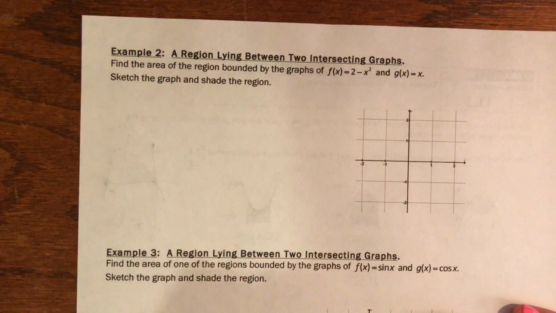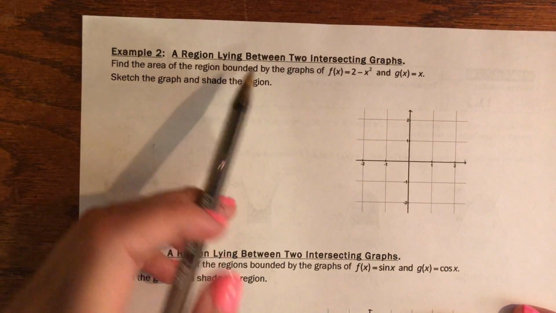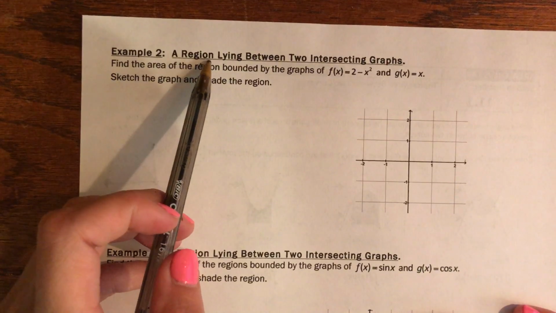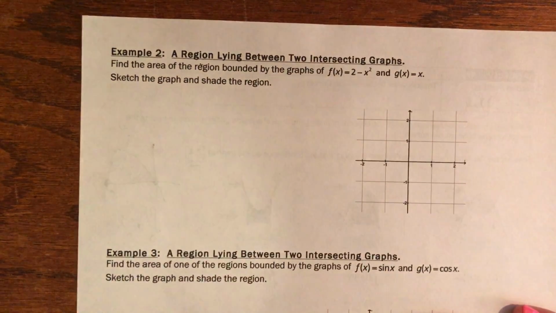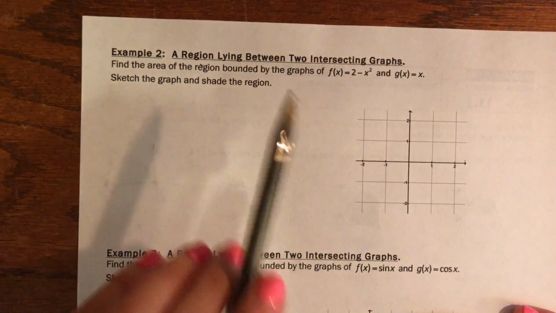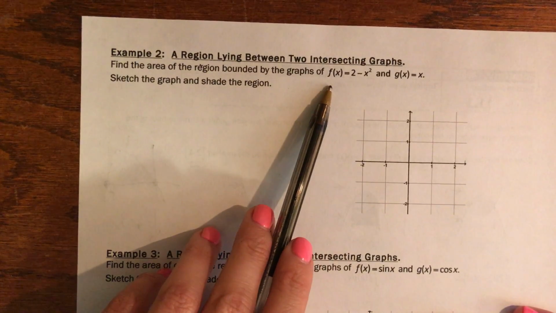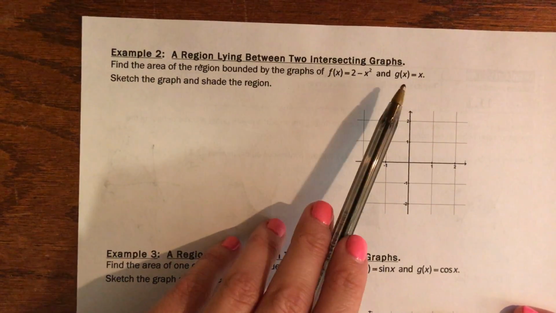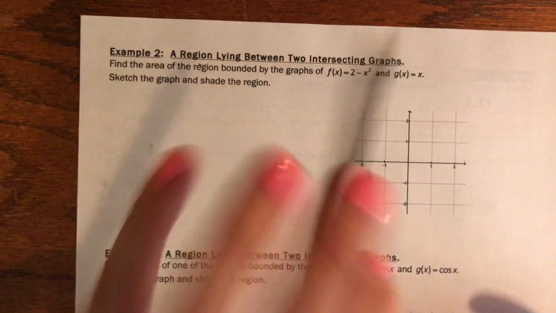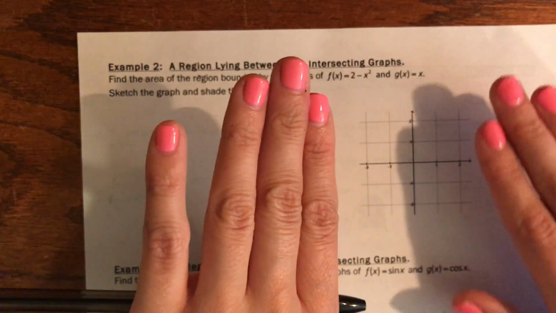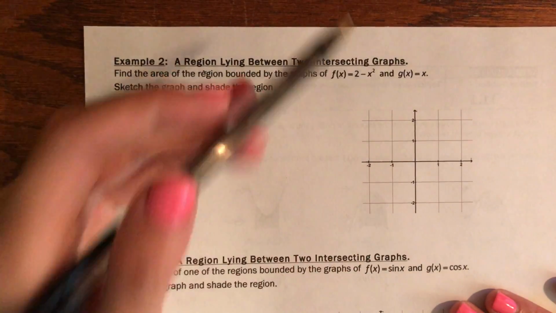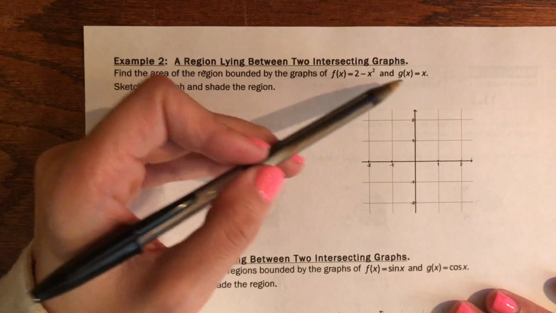Okay, so let's take a look at example 2. This is an example where the region we're looking for, the area, is lying between two intersecting graphs, okay? So the way that this example is different is you'll notice that they don't give us our endpoints, A and B, right? They don't give us those vertical lines that are going to bound the region together. And the reason why is because these two graphs actually intersect each other.